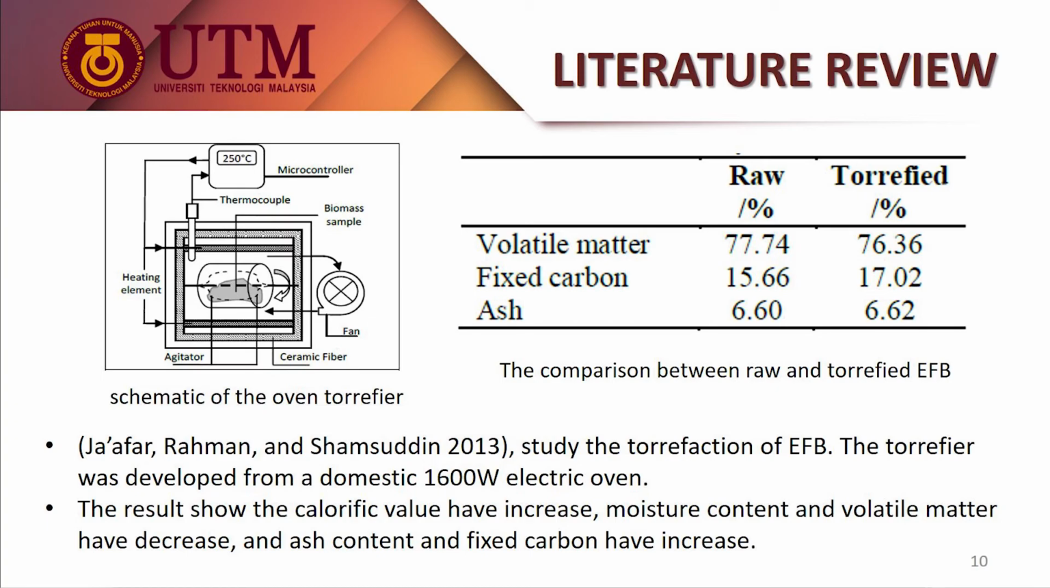The calorific value for raw EFB was 17,500 kJ per kg and it increased to 18,820 kJ per kg after torrefaction. The sample increased significantly, about 10 until 38%, with the increase of torrefaction temperature. When the torrefaction temperature was 200 and 225 degrees Celsius, the mass loss was about 50 until 25%.